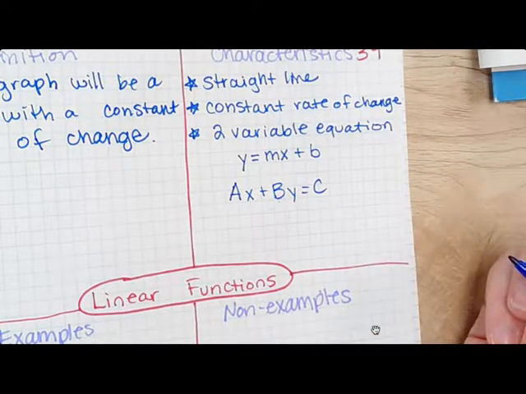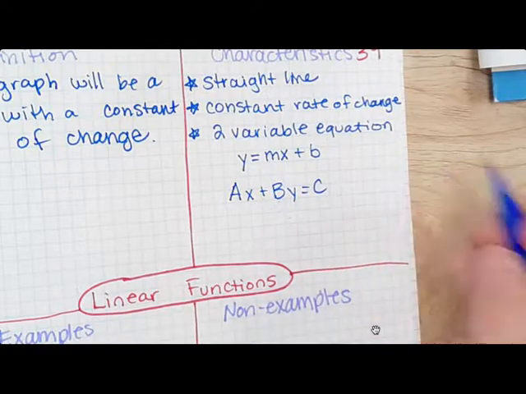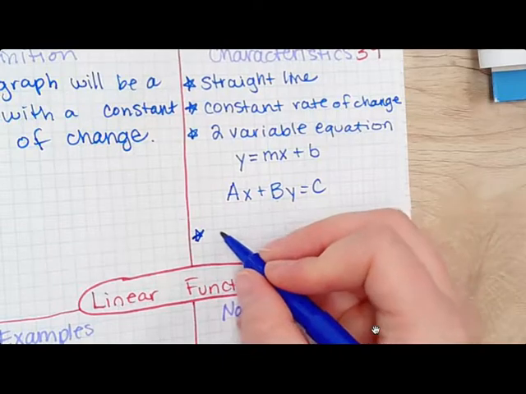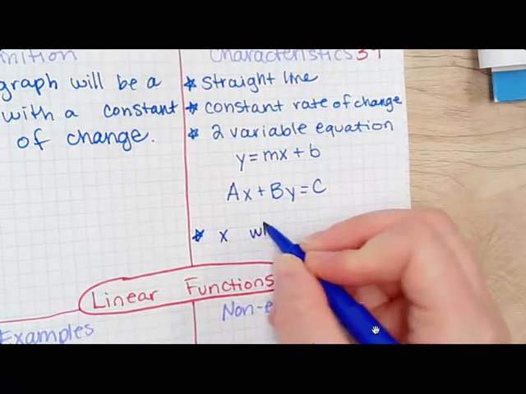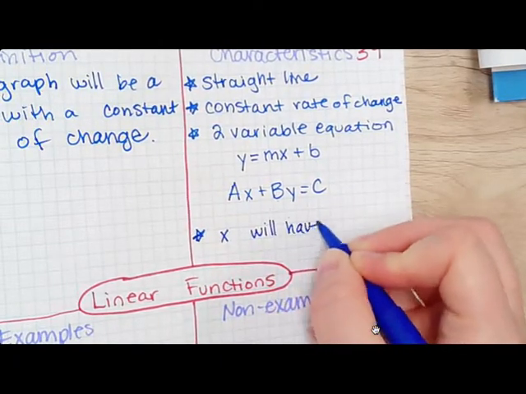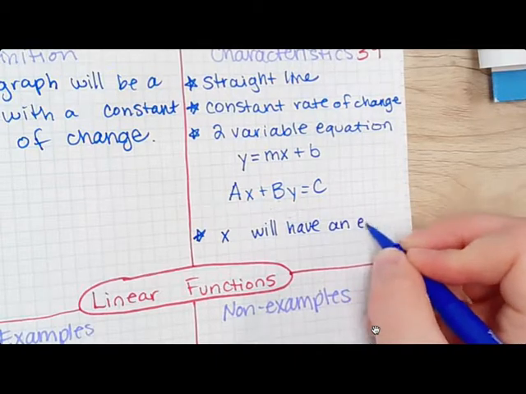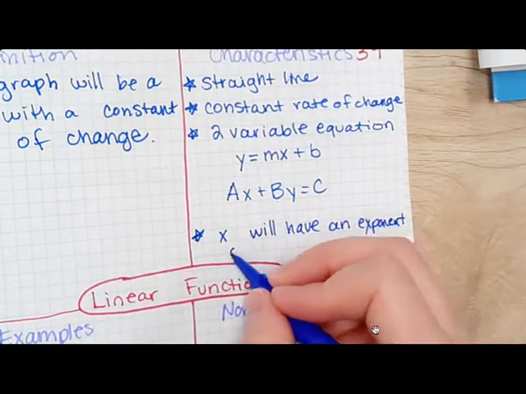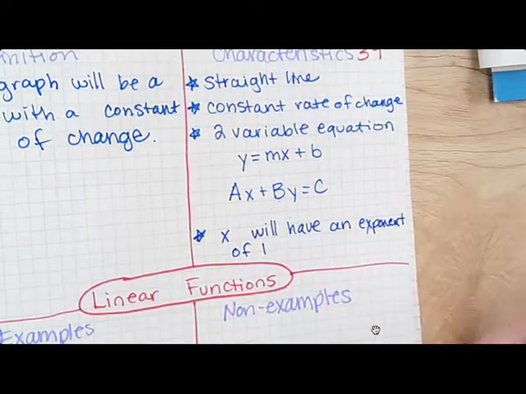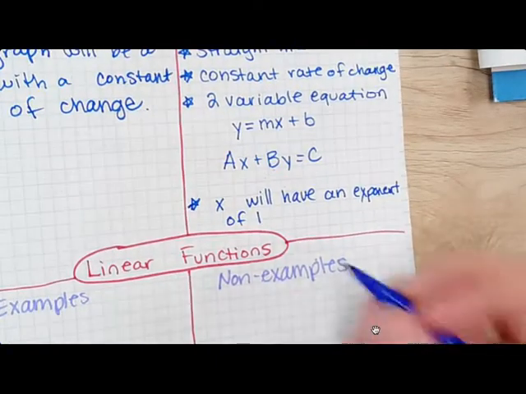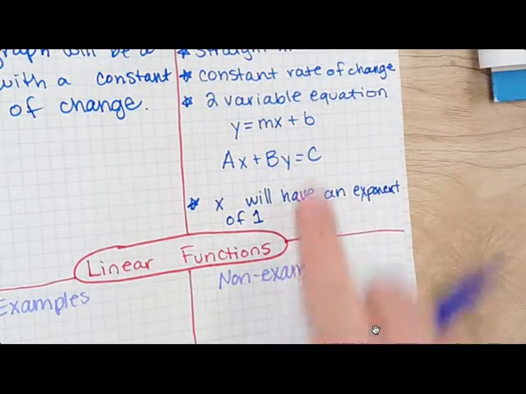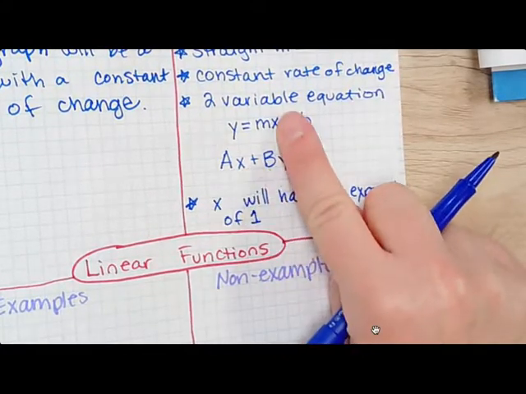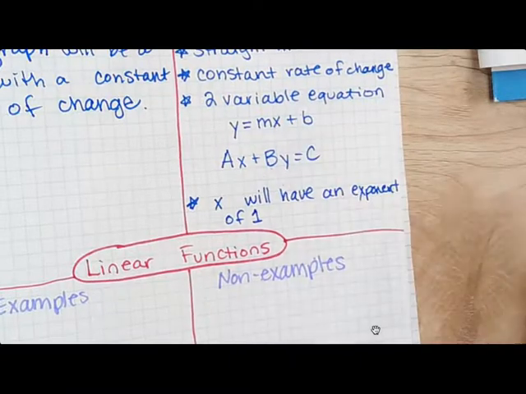So there's 2 different forms that it can be converted into, as long as it's a 2-variable equation. And then the last thing, x will have an exponent of 1. So it's the first degree. So even though I don't have an exponent here or here, it's an understood 1 being there.